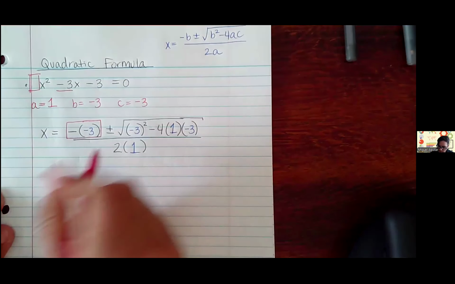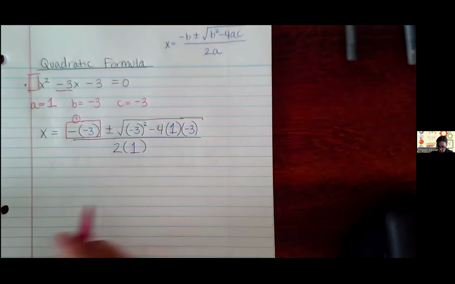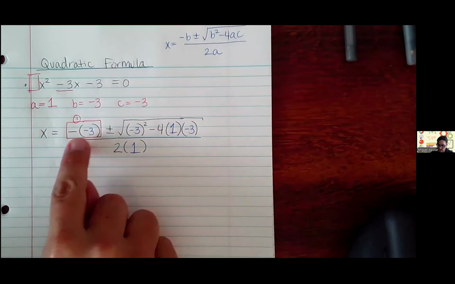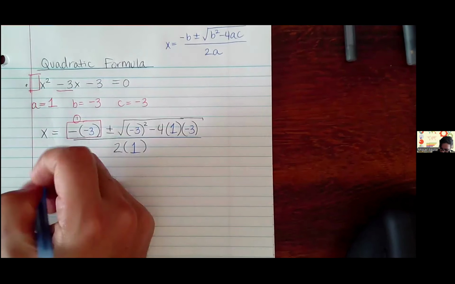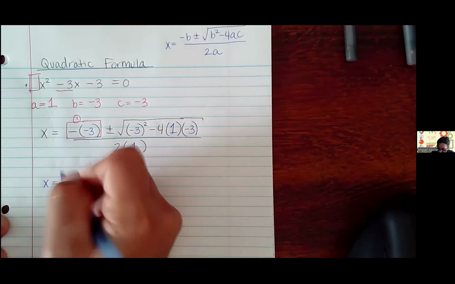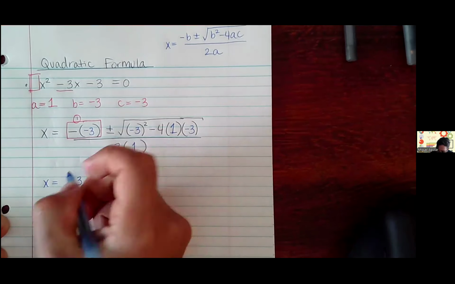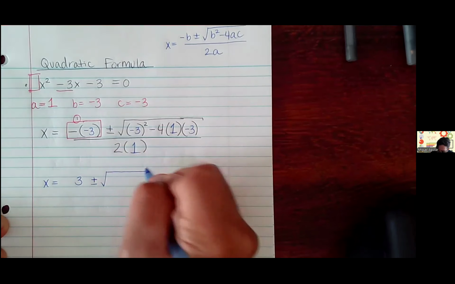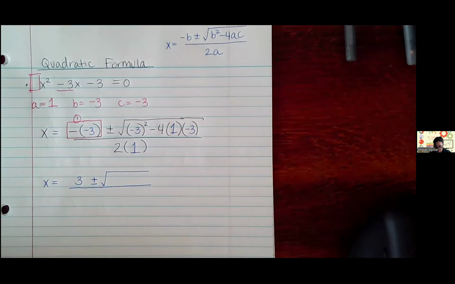simplify the negative b part. So we want to do this first. And if we have a negative times a negative, or two negatives, then negative times a negative will be positive. So we should get x is equal to positive 3. Then we can write plus or minus the square root of something all over something else, okay?